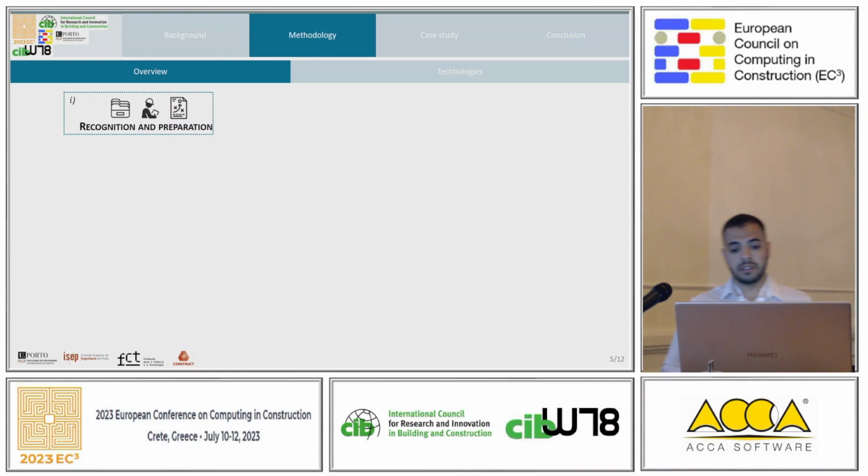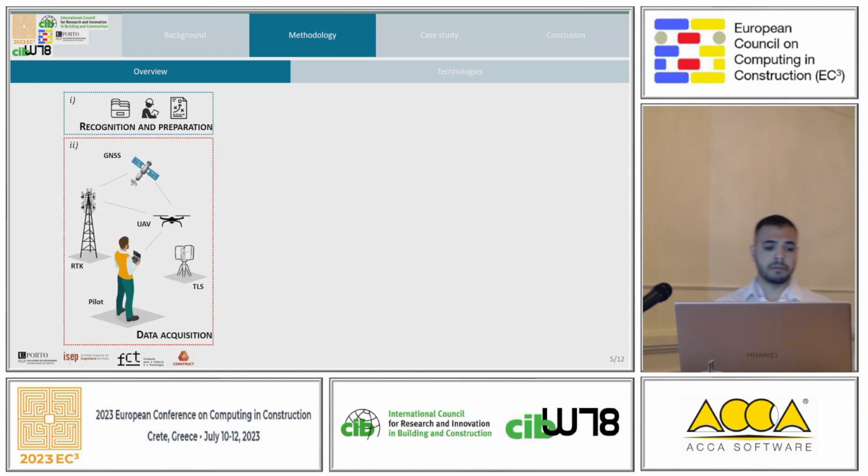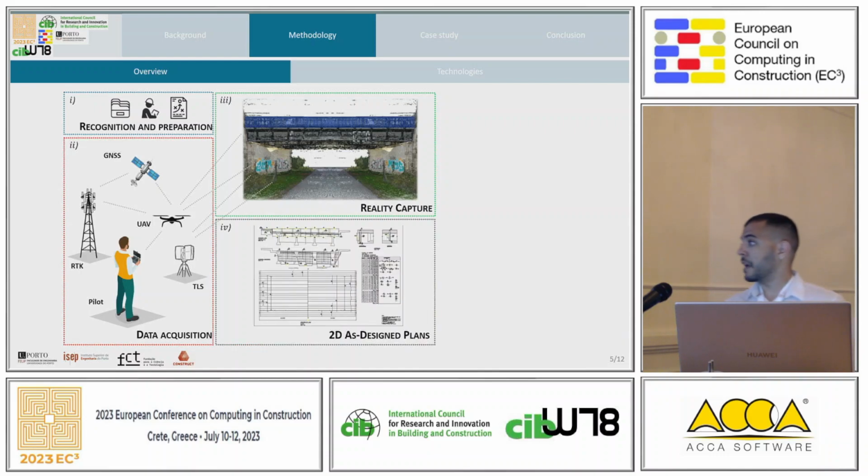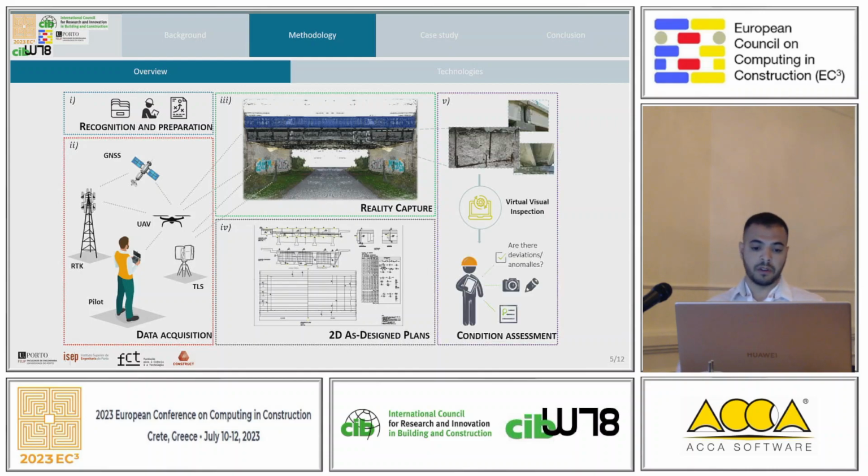So the methodology proposed was divided into 5 steps. The first one was the recognition and preparation for the campaign, where we had access to some drawings of the bridge. We visited the location to see where to fly with the drone and where we had to set up our laser scanners. It was a recognition task. Later, we went to the field. We performed the data acquisition with our drone and also with our laser scanner. The final model was a hybrid model with both technologies, creating a feasible model of that bridge. We went back to the as-design plans to verify the geometry, and we performed our virtual visual inspection, observing if there was any deviation or anomalies.